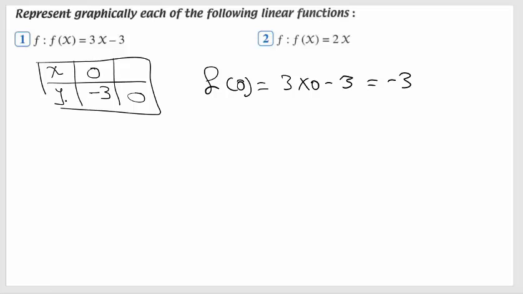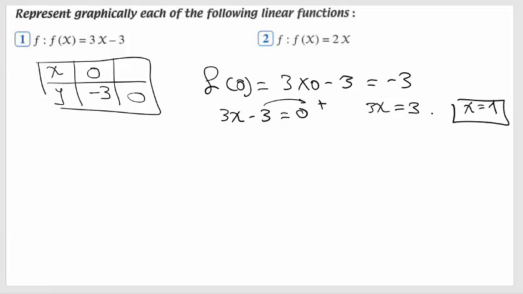And to find the intersection point with x-axis, I will put the function equal 0 and solve to get the value of x. How to solve to get the value of x? Like being in primary, by putting 3 on the other side in its opposite sign, so 3x will be equal 3. This means that x equals 1. Then I got that I will intersect x-axis at the point 1, 0, and intersect y-axis at the point 0 and negative 3. Let's try to draw.